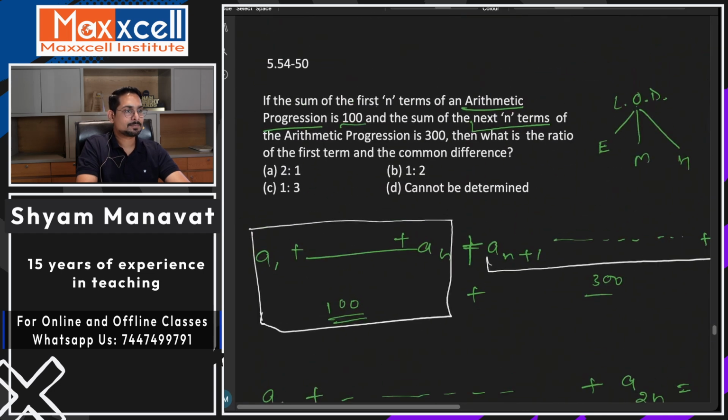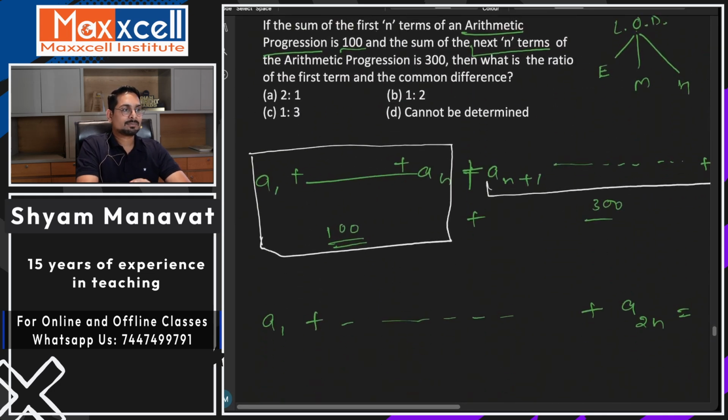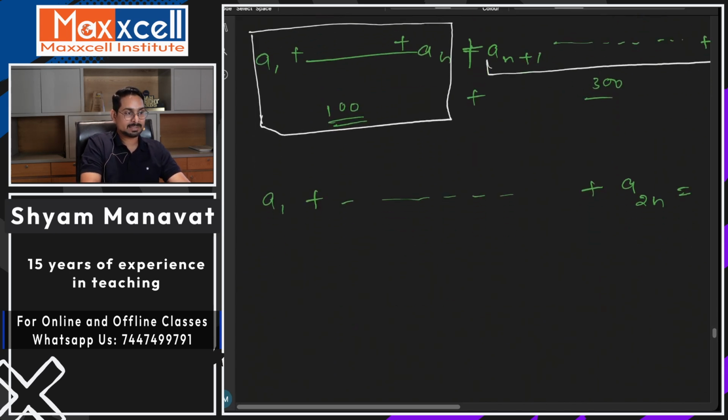Now what else? Then find the ratio of the first term and the common difference. Fine. First term, let's assume the first term to be a and the common difference to be d. देखते हैं अब क्या होता है. So if that's the case, what is the formula for sum of n term? Sum of n term formula is n by 2, 2a plus n minus 1 into d.